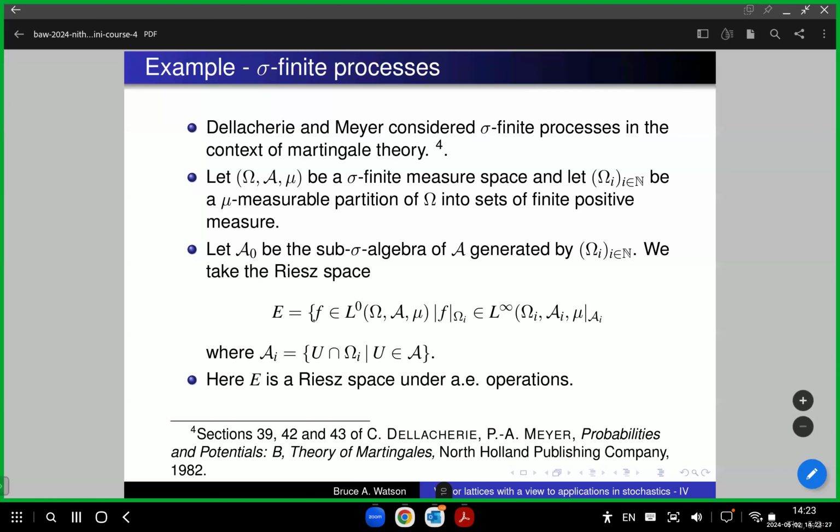then we can take the Riesz space E of all measurable functions, so that, sorry, something happened here, the second bracket disappeared, so that on each one of these Omega i's, this is a bounded function. And we take our sigma algebras here, the A i's, to be the intersection of Omega i with U, where U is in the original sigma algebra A. And here it can be shown that E is a Riesz space under almost everywhere operations.